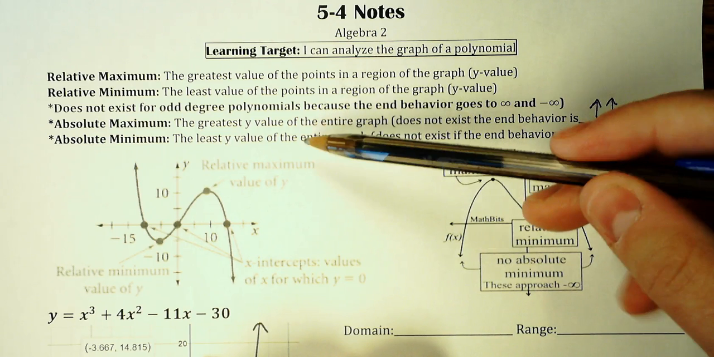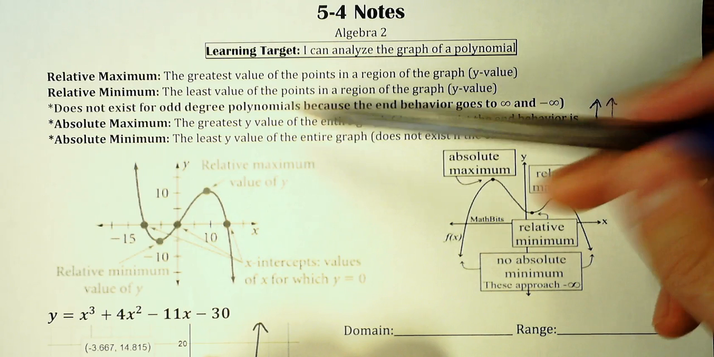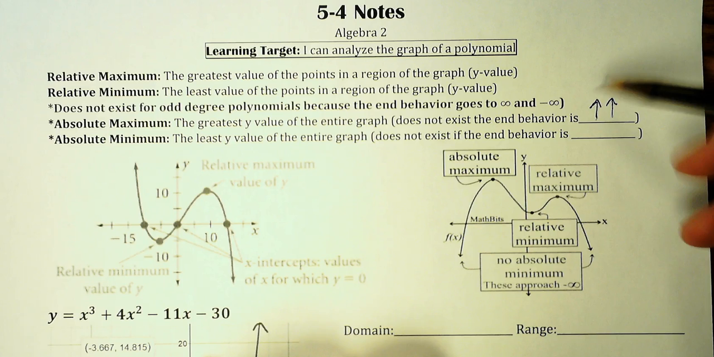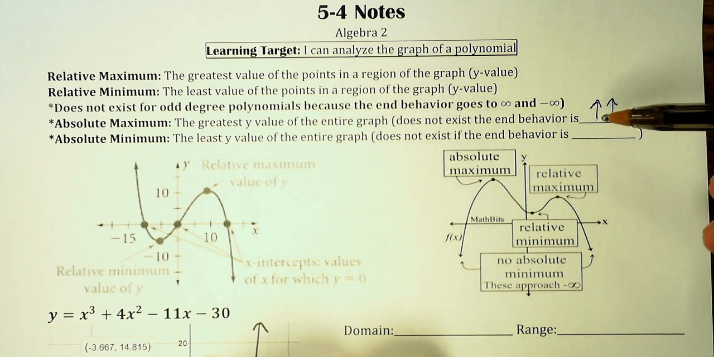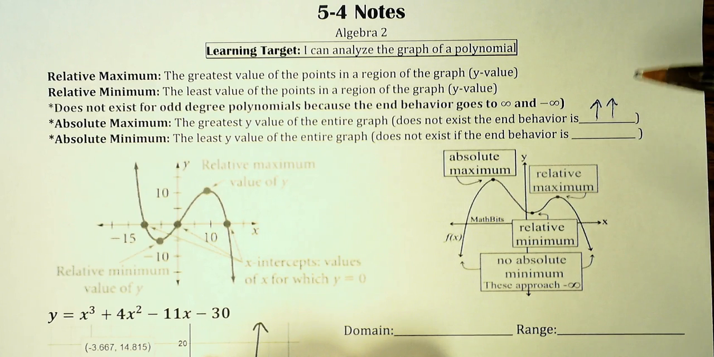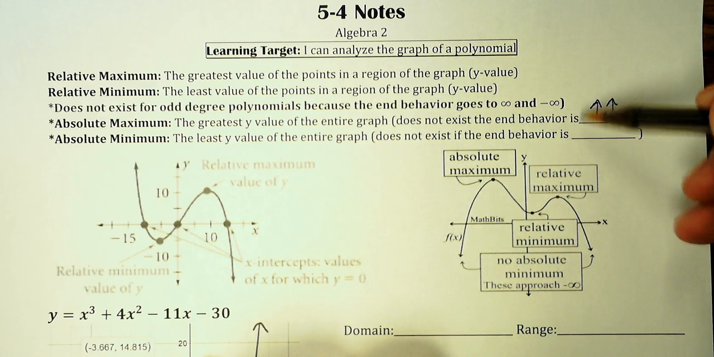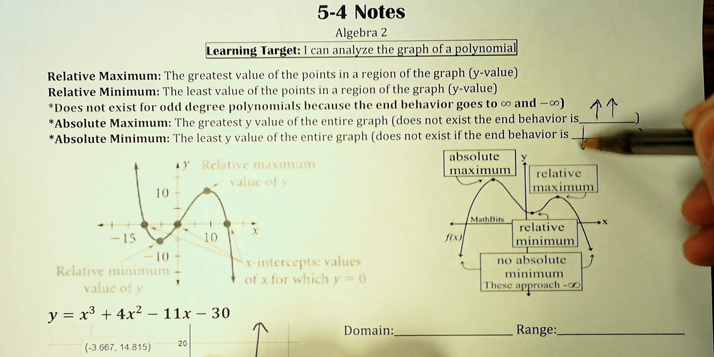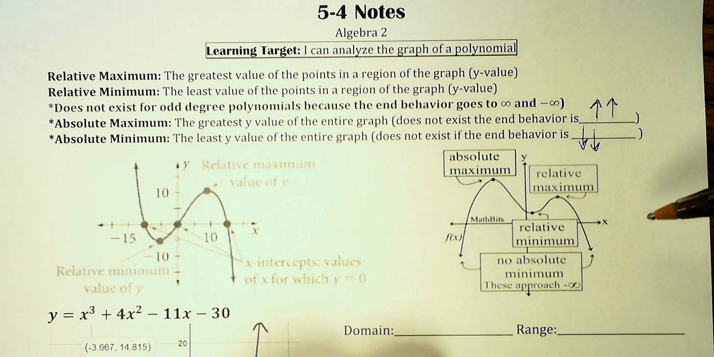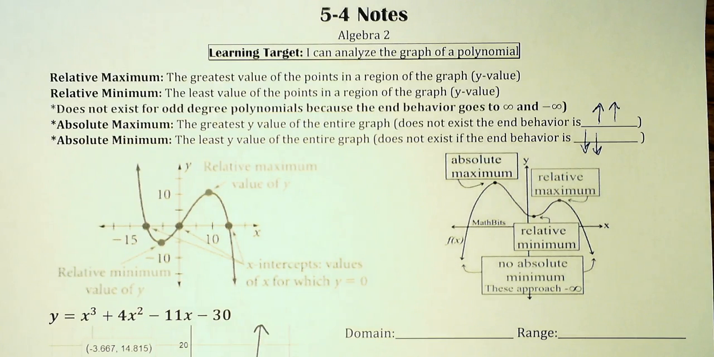And then the absolute minimum is kind of the reverse of that. It's the lowest y value of the entire graph. It doesn't exist for an odd function because the ends point up and down to infinity. And you're not going to have an absolute minimum if your end behavior is down, down. So we're going to get into this in the graphs here.